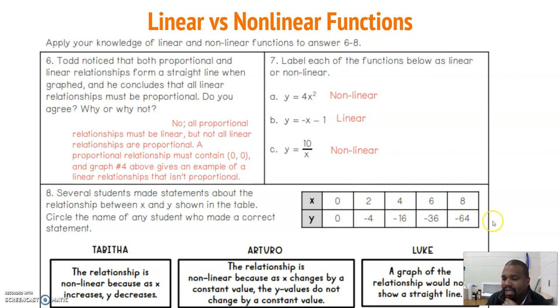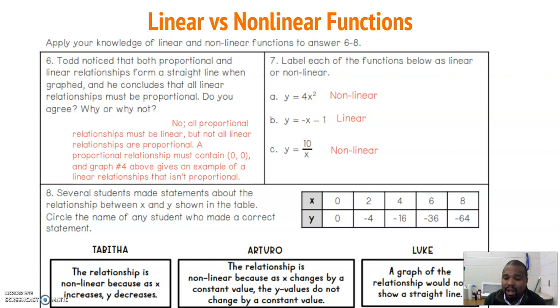If you're trying to look at a particular pattern, and you graph it on a coordinate plane, it's not going to give you a straight line. So this is going to be a nonlinear relationship. We're trying to see which of these students made the right statement. Tabitha said the relationship is nonlinear because as x increases, y decreases. Well, as x increases, y decreases, that is correct. But you more or less want to look at the constant rate of change, not necessarily increasing and decreasing. That's not going to determine if it's linear or nonlinear.